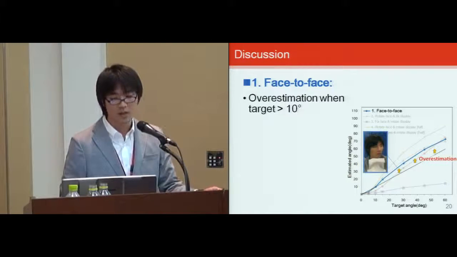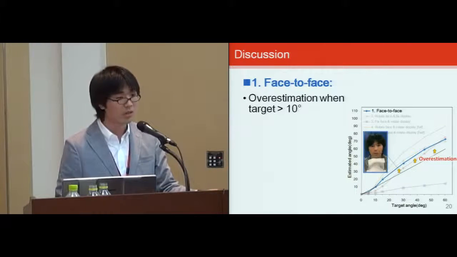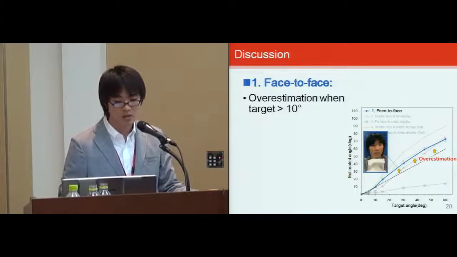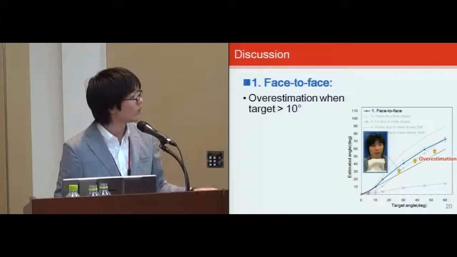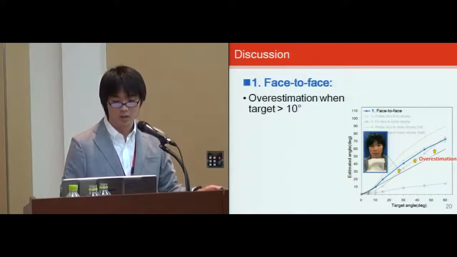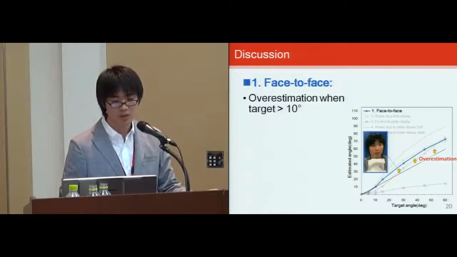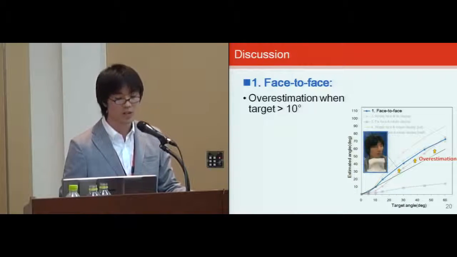From here, I'll discuss each condition. First is the face-to-face condition. Interestingly, even in the face-to-face condition, the subjects overestimated the target angle when the target was greater than 10 degrees. In fact, this result is in line with previous studies, so we think it is okay to use this condition as a baseline.